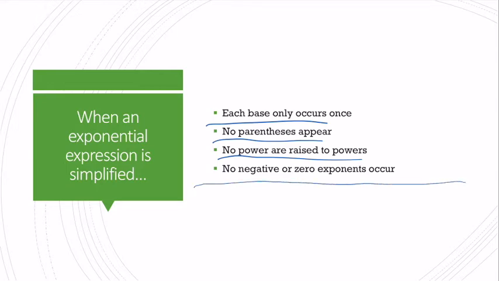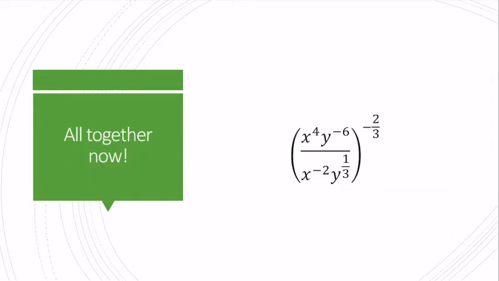So let's solve a pretty gnarly looking exponent expression: 5x to the 4th over y to the negative 6th, over x to the negative 2, y to the 1/3. So what we want to keep in mind is PEMDAS. What does that mean? That means we want to take care of what's inside our parentheses first, and that means we should definitely simplify inside our parentheses before we distribute this negative 2/3.